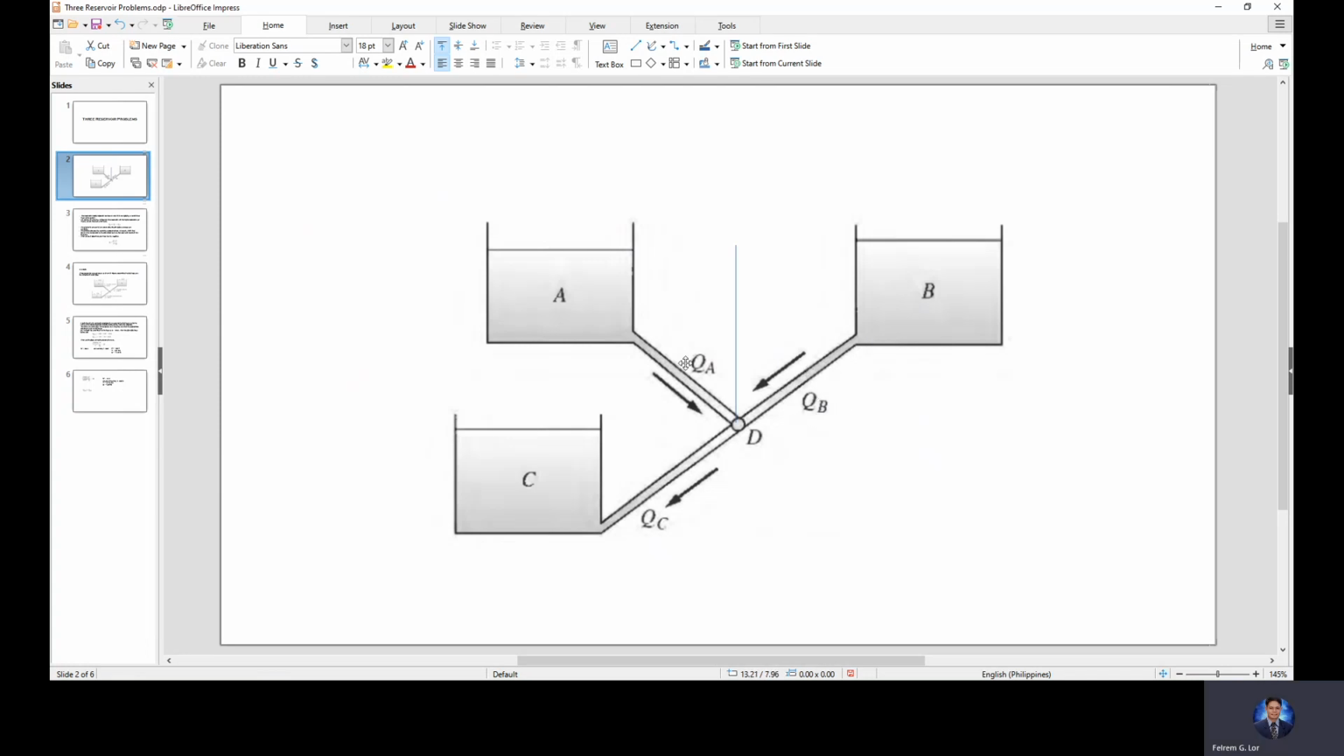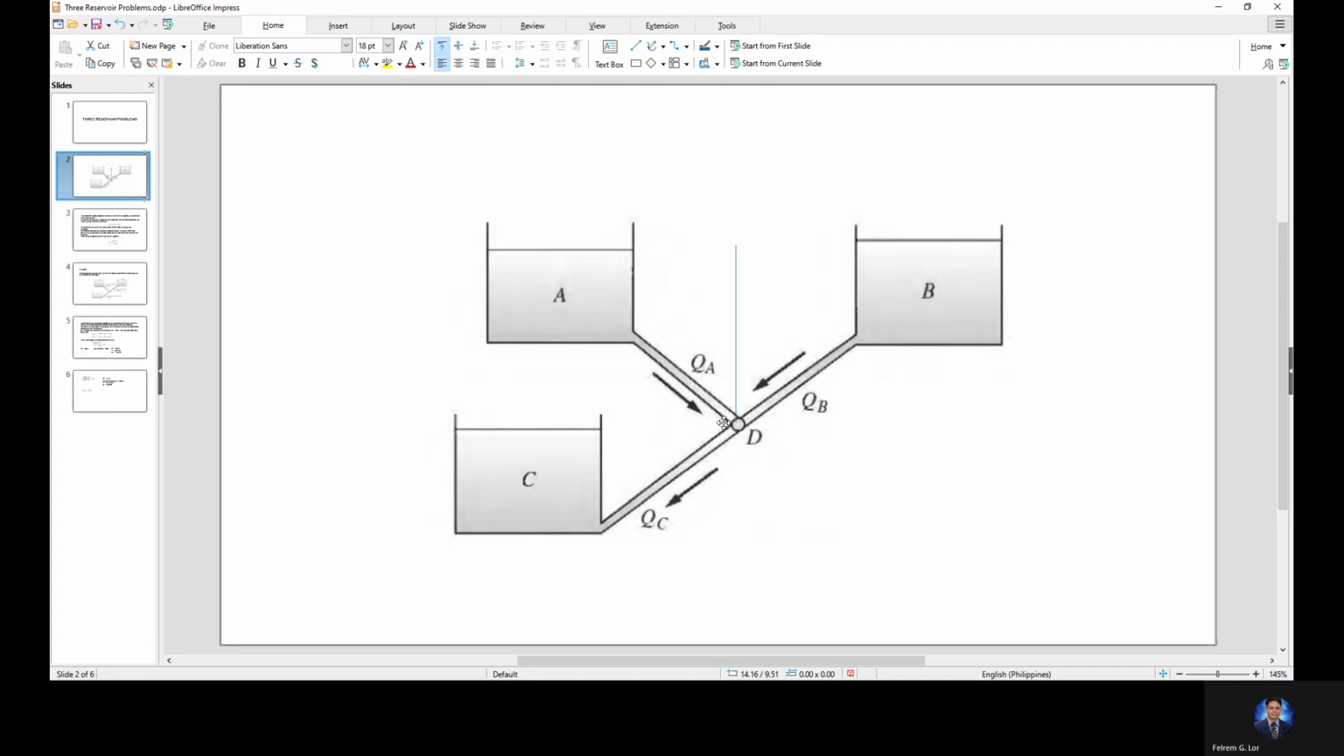Let's call them pipe B, pipe A, and pipe C. If the Q at pipe B is less than the Q at pipe C, meaning the discharge of C is greater than that of B, what does that mean? The flow in C is greater than the flow in B. Meaning, A is contributing; A flows toward D.